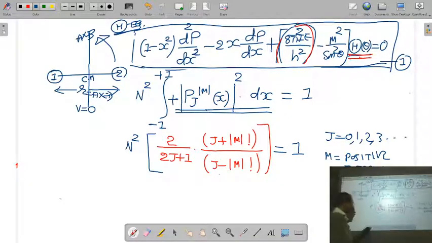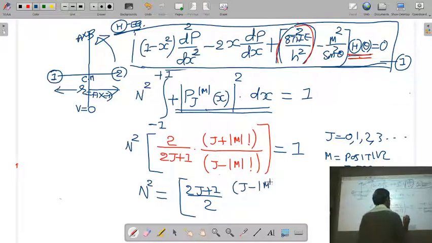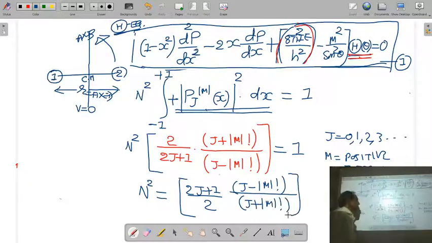So the value of this integral, from the orthogonality property of Legendre polynomial, I have written here: 2 upon 2j plus 1, j plus m factorial upon j minus m factorial, is 1. Therefore, the normalization constant N square comes out to be, taking this term to the right side, 2j plus 1 upon 2, j minus m factorial upon j plus m factorial. This is the value of N square for the theta function.